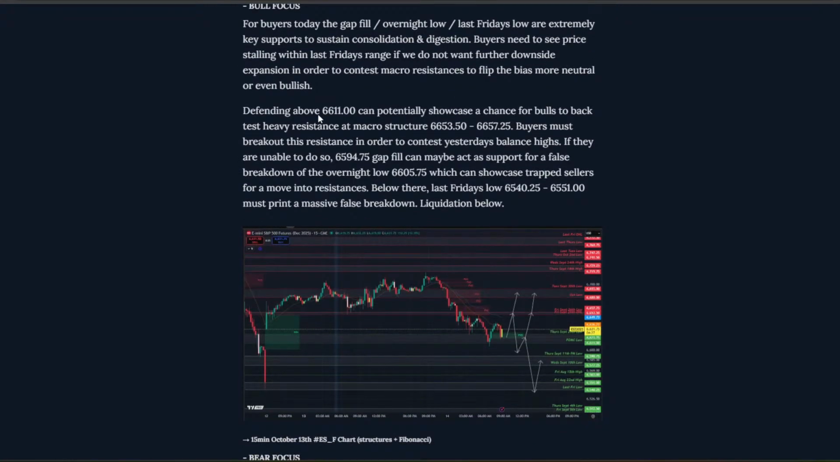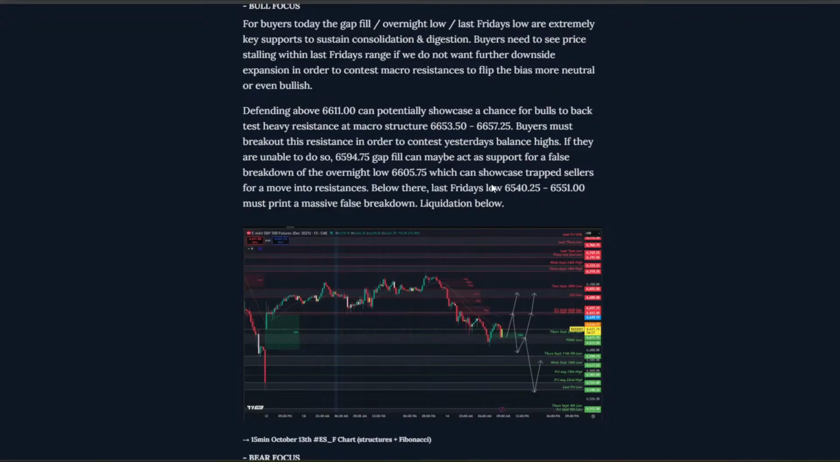Defending above 66.11 can potentially showcase a chance for bulls to backtest heavy resistance at macro structures such as 66.53 through 66.57. Buyers must break out of this resistance in order to contest yesterday's balance highs. If they are unable to do so, the 65.94.75 gap fill can maybe act as a support for a false breakdown of the overnight low, 66.05.75, which can showcase trapped sellers for a move into resistances.